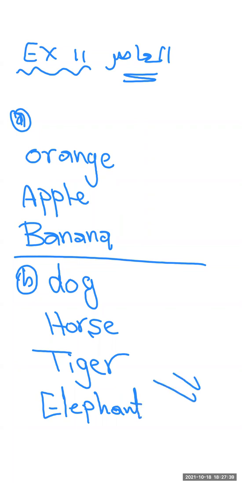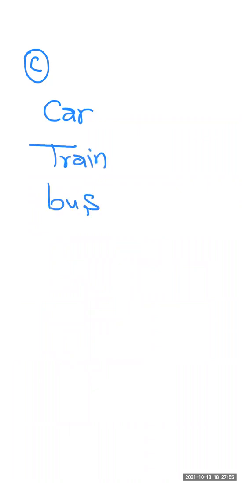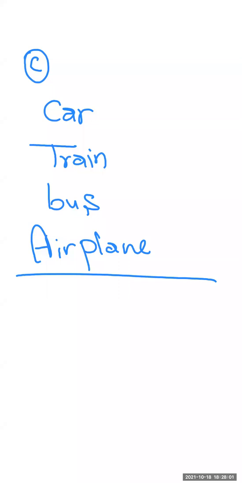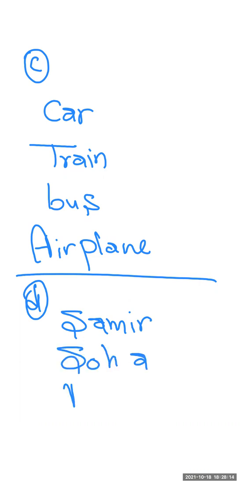The next one, letter C. Set of means of transportation. The first one is a car. Second one is a train, and bus, and airplane. And the next one, letter D, is a set of children, only the names: Samir, Soha, and Ahmed. Okay.